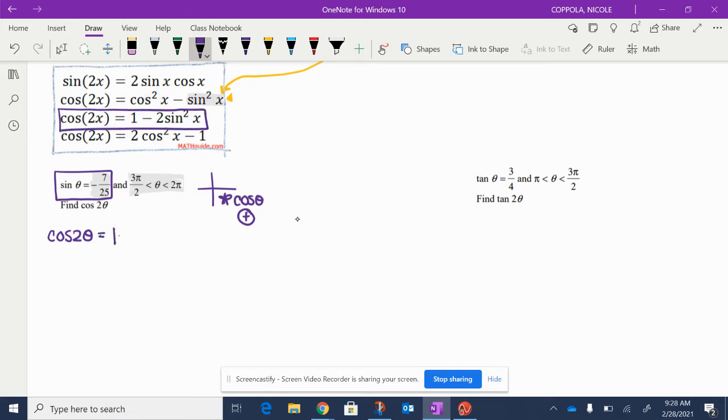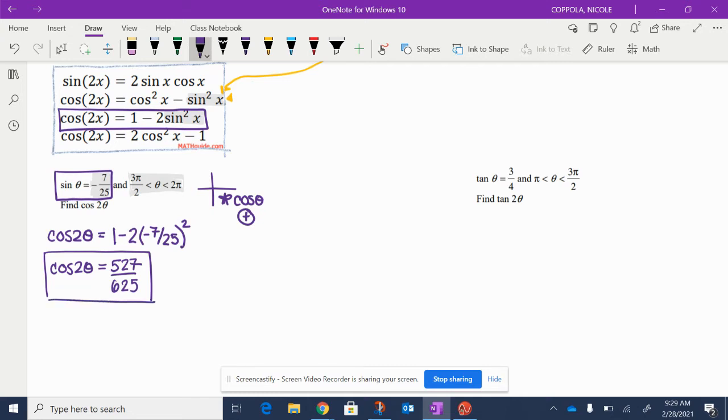So cosine of 2 theta equals 1 minus 2 sine squared, which is -7/25 squared. So all I'm doing, guys, is taking this -7/25 and subbing it in for sine, and then it tells me I have to square it. This is going to be kind of gross, but that's fine. So my answer for this one, cosine of 2 theta, and you could type this in on your calculator, is 527 over 625. Those numbers are pretty high, but that's it.